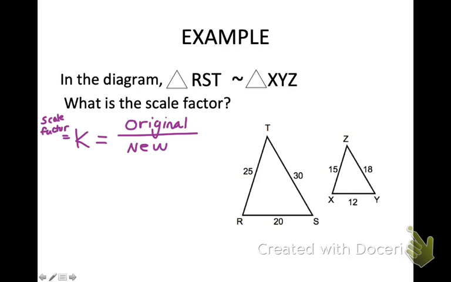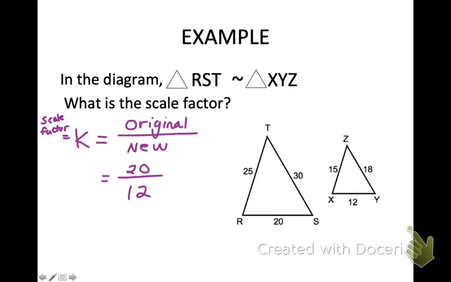So because I already was told that these triangles are similar, that means all of the sides should be proportional to each other. So I just need to pick two sides, one from the original and then the corresponding one to the new, and write it as a ratio. So do you like 20, 25, or 30 better? 20? Okay, so we're going to do 20 over, so what would be the corresponding one over here? 12. So 20 over 12. So now I just made a ratio.